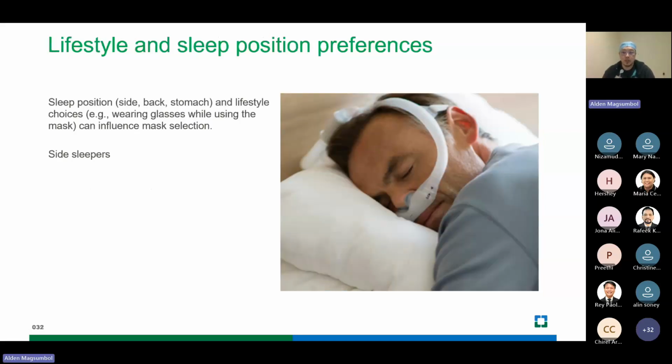Sleep position sometimes and lifestyle choices matter. For example, we have some patients who wear glasses when using the full face mask, so the nasal mask or nasal pillows may suit them. Side sleepers may find that helpful too because side sleepers may turn and twist, so they're more comfortable. It allows them a greater range of movement without disrupting the seal.